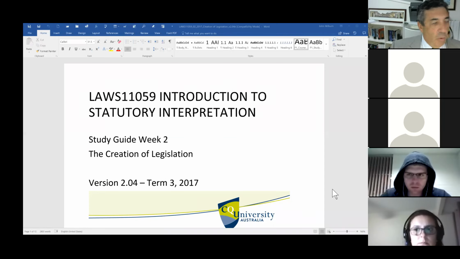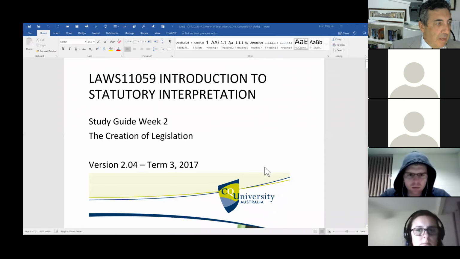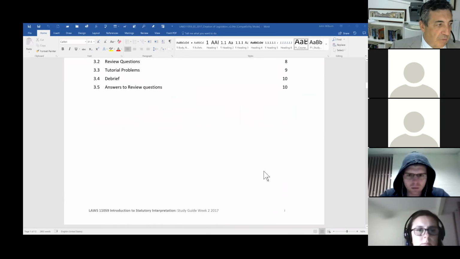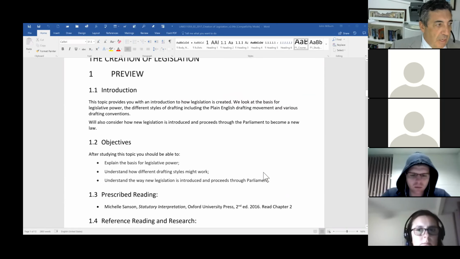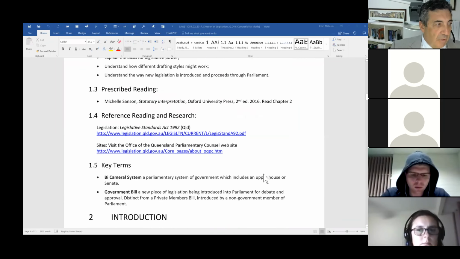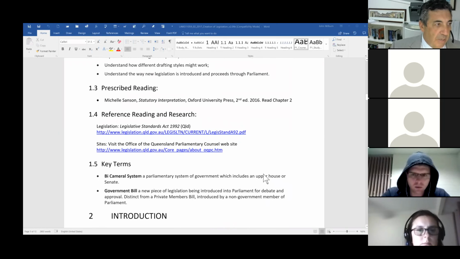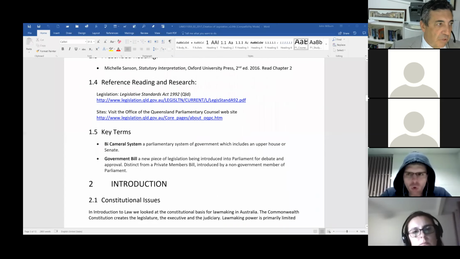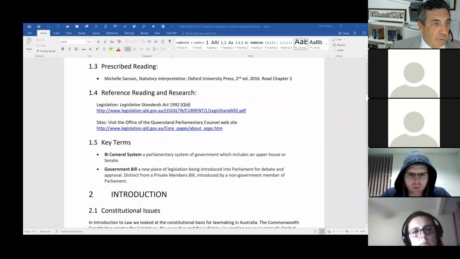Great, thank you. All right, so the creation of legislation. Let's move through this fairly quickly. I take it that you all know that legislation is created through parliamentary process. I suspect that you have a good understanding of that process, and if not, look at the Office of the Queensland Parliamentary Council website. It will provide you with some very good shorthand information using flowcharts. Sometimes it's overlooked. The Legislative Standards Act of Queensland, for example, is something for you to consider.